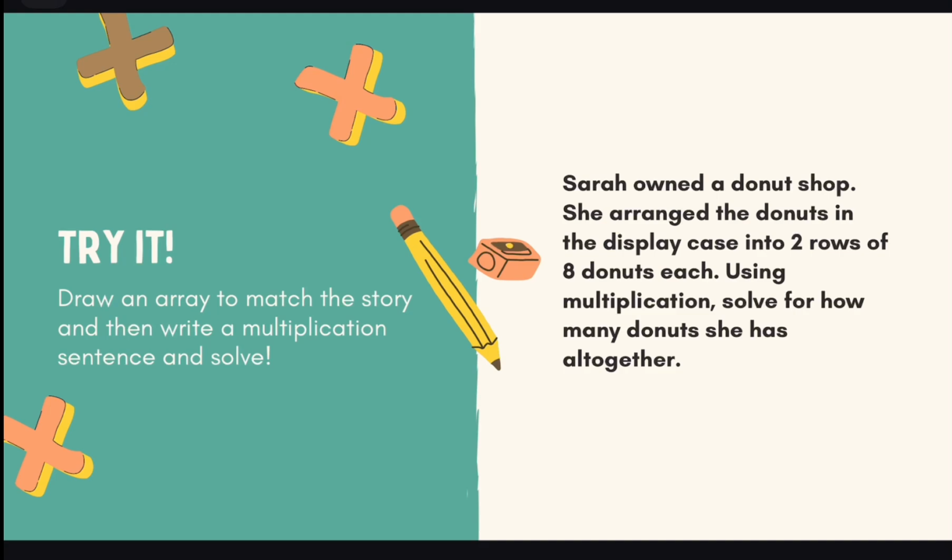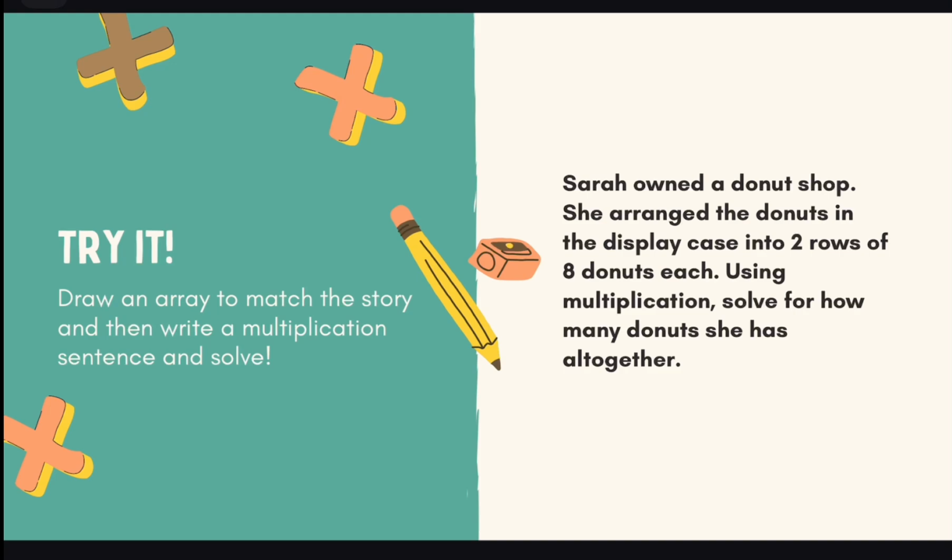Sarah owned a donut shop. She arranged the donuts in the display case into 2 rows of 8 donuts each. Using multiplication, solve for how many donuts she has altogether. Sarah owned a donut shop. She arranged the donuts in the display case into 2 rows of 8 donuts each. Using multiplication, solve for how many donuts she has altogether.